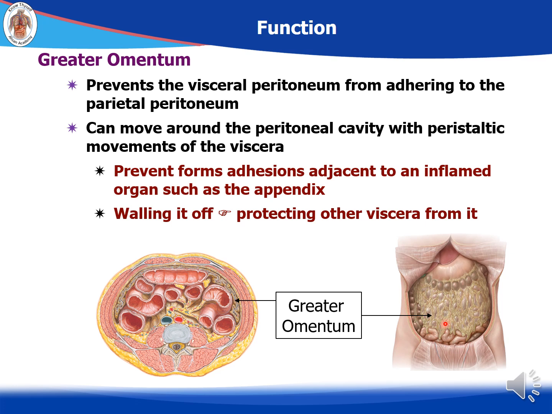In the same way, if a small part of the small intestine is affected, it surrounds that area and tries to separate that inflamed, meaning diseased, part from the rest of the intestine. And that's why it is known as the abdominal policeman. It tries to localize the problem and protect other organs, so that the body can continue its function normally.